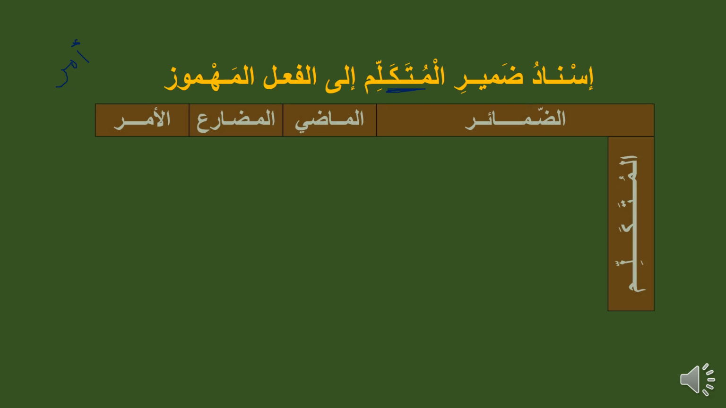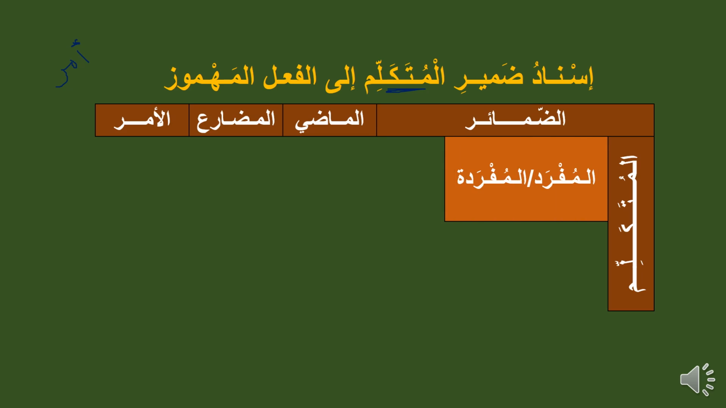So let's look at that. In mutakallim, we have only two types. We have only two damir for it: the damir for the mufrad or the mufrada, the singular masculine or the singular feminine, and the damir for the muthanna or the jam', the dual, whether masculine or feminine, and the plural, whether masculine or feminine.